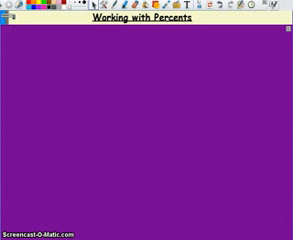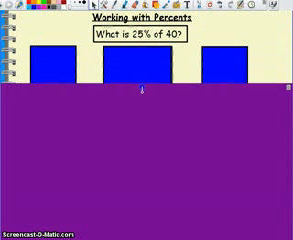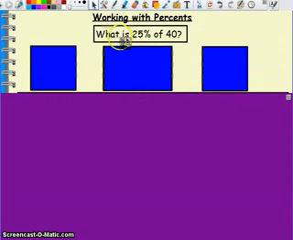Working with percents. In this screencast, I will show you 3 different examples of how you can use proportions in order to solve problems with percents. In our first example, it is asking us what is 25% of 40?